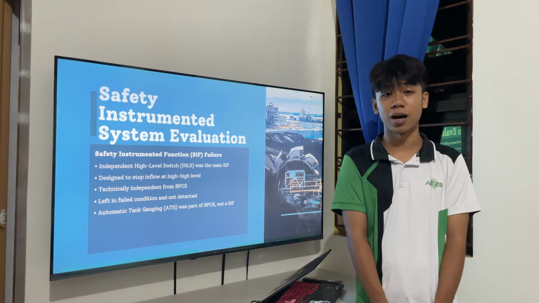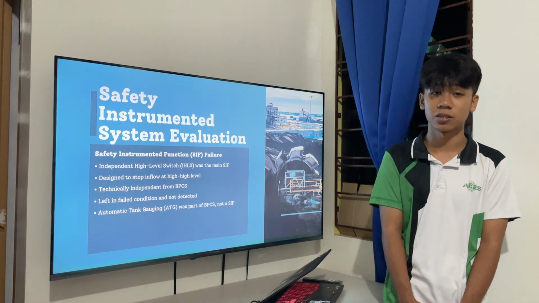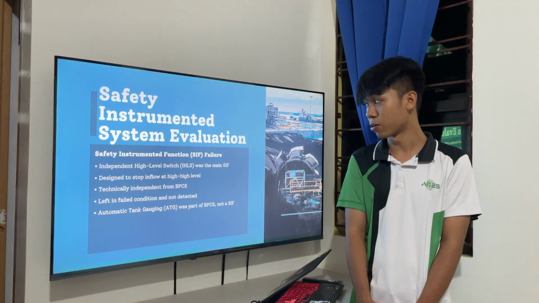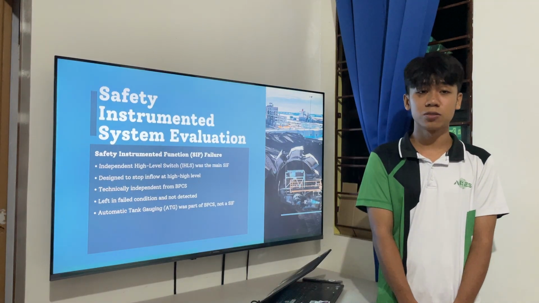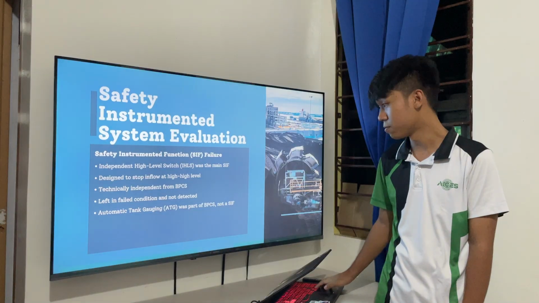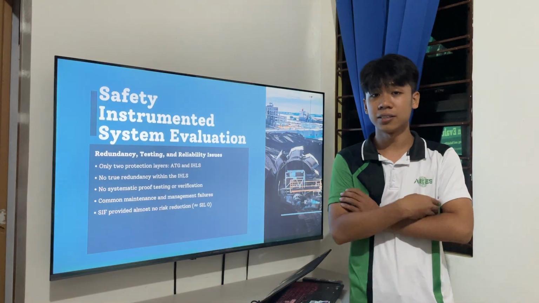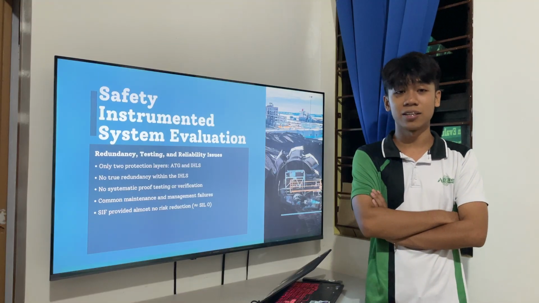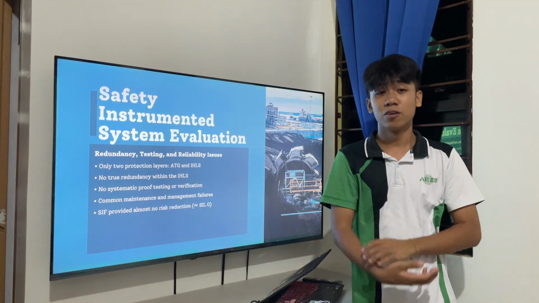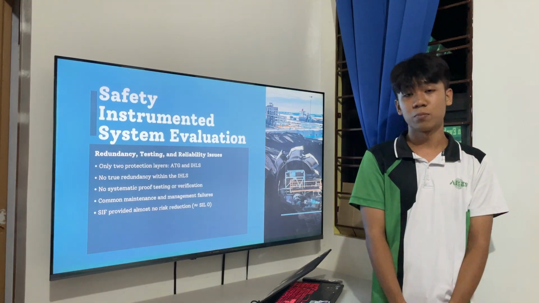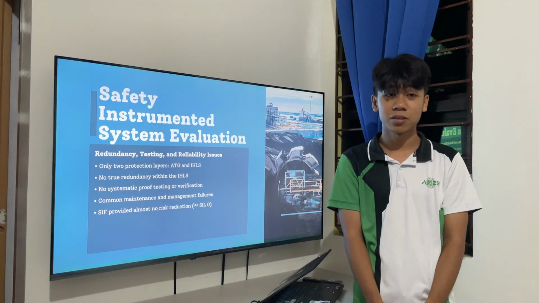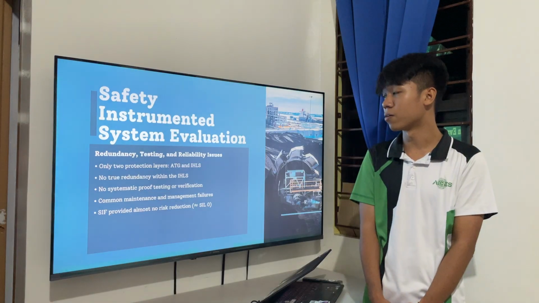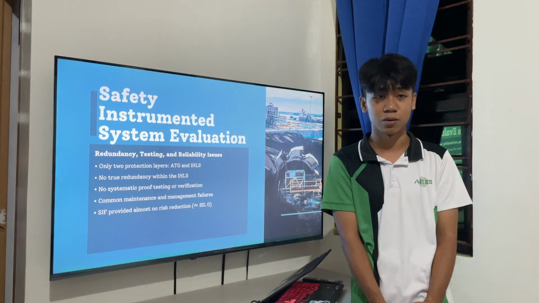Buncefield appeared to have two layers of protection, the ATG system and the IHLS, but there was no true redundancy within the safety function. The IHLS was a single channel system with no backup sensor, no voting logic, no alternative measurement method, and as a result, a single hidden failure completely disabled the safety instrumented function.